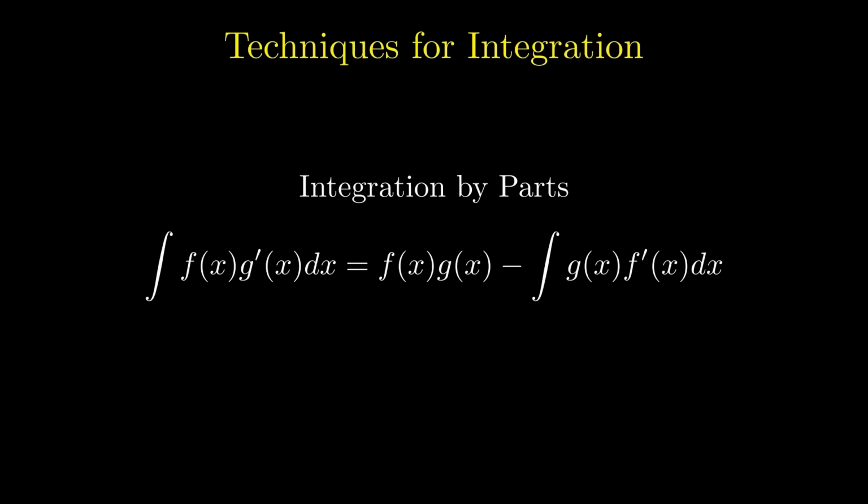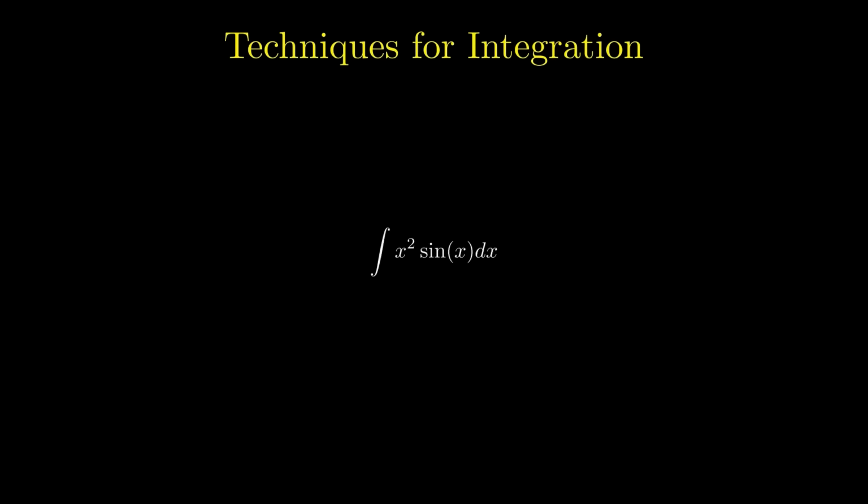The formula for integration by parts is integral f of x times g prime of x with respect to x equals f of x times g of x minus the integral g of x times f prime of x with respect to x. Or simply, integral u dv equals uv minus integral v du. Remember to choose which function to differentiate and which to integrate, and don't forget to subtract the integral of the product. Integral x squared times sine of x with respect to x.